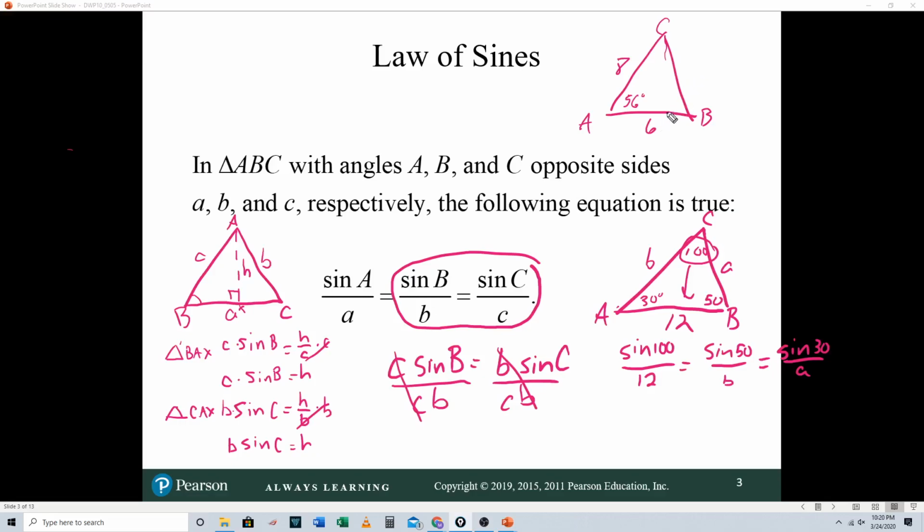There is something I can do in the next section called law of cosines. So if I'm given two sides and the angle between, so side, angle, side, then I have to use law of cosines. But if we're given, like over here, angle, side, angle, or angle, angle, side, then I can use law of cosines or law of sines. So yeah, not an issue.